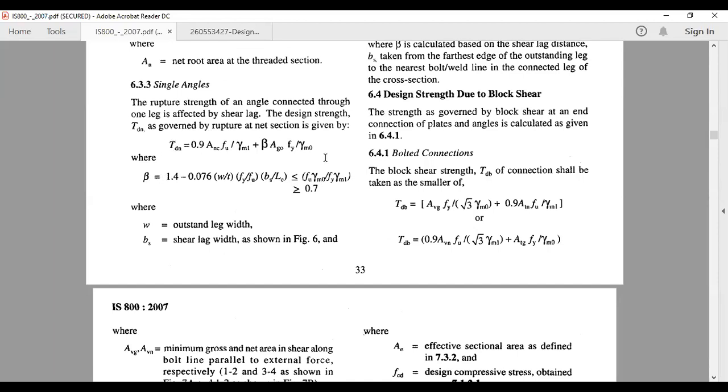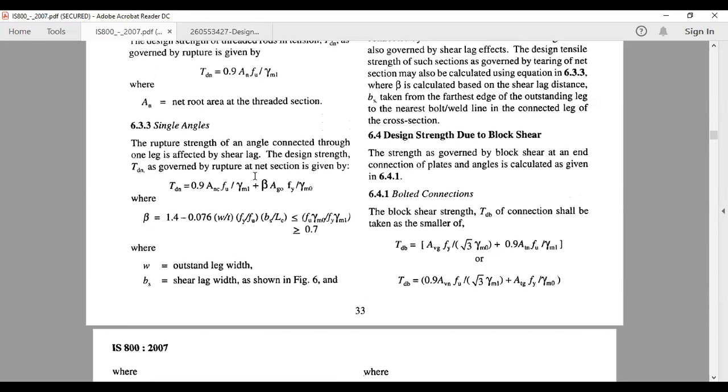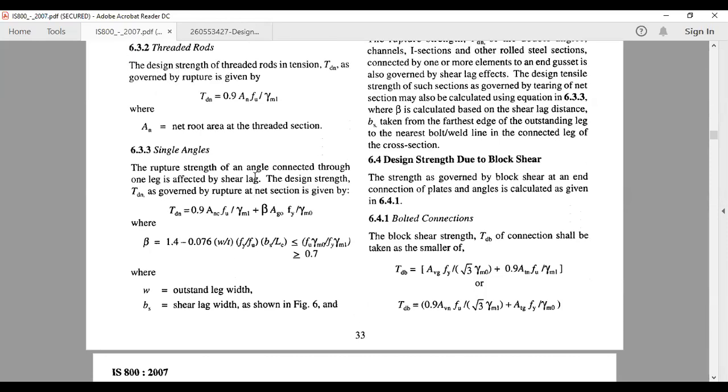Once you get this beta, substitute them over here, A and C, A G naught and beta, and go for calculating this TDN. That is the second strength we calculate from the code: strength due to rupture at the critical section. The earlier first one was due to the yielding of gross section.